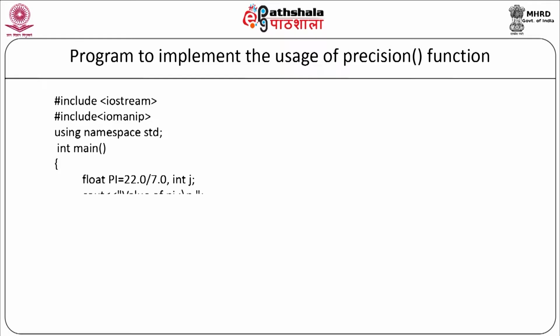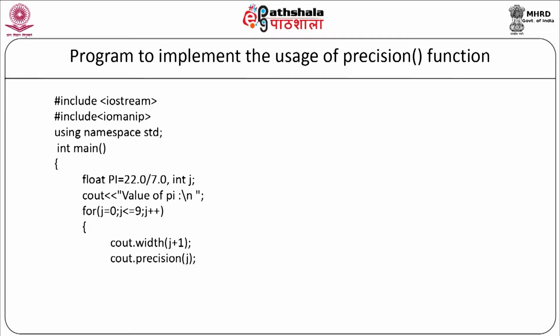int j, cout << "value of pi:" endl. Now we will start with our for loop, for j equal to 0, j less than or equal to 9, j plus plus. Now we will set the width as cout.width(j+1), cout.precision(j) and cout the value of pi and endl, and our for loop will end. So inside this, our width and precision will always be incremented by 1 because it is inside the for loop. Lastly, return 0 and the main program will end.